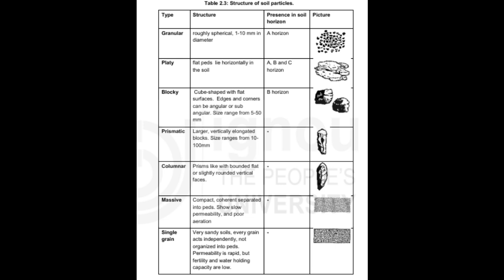Class describes the average size of individual aggregates. Classes are of different types such as very fine, fine, medium, coarse, and very coarse. Grade represents the degree of aggregation. It is based on the properties of cohesion and adhesion between soil particles or aggregates. The soils have been graded in the range of 0 to 3.